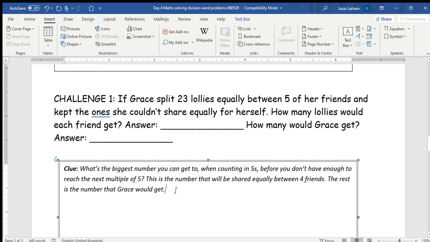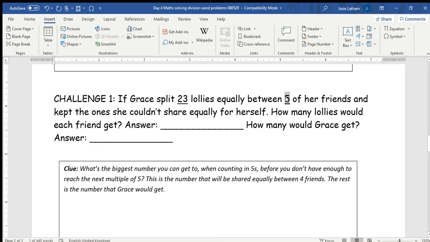What's the biggest number you can get to when counting in fives before you don't have enough to reach the next multiple of 5? So you count in fives until you reach a number that you can't count anymore, or you will go over your total of 23. So for example, 5, 10, 15, 20, I've counted 4 fives. If I add another 5, I'll reach 25. And she doesn't have 25 lollies, she only has 23. So I'm going to just stick with the first 20 lollies. So I've worked out that I count 4 times to reach 20.